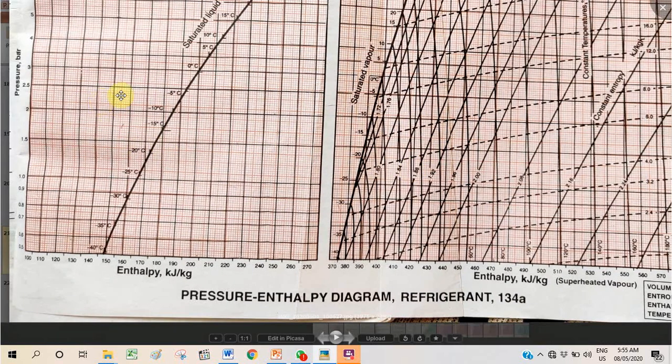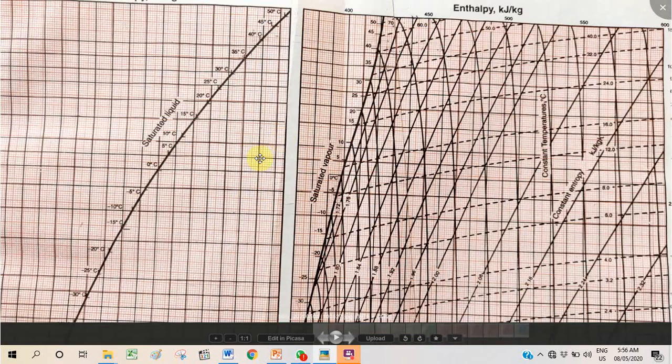In case of sensible heat of liquid and sensible heat of vapor, temperature rise is seen. So MCP delta T formulae are applicable here and here. But for this part, it is all latent heat. Okay. So these are the things we have to see.